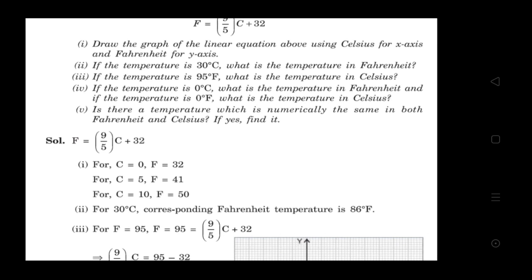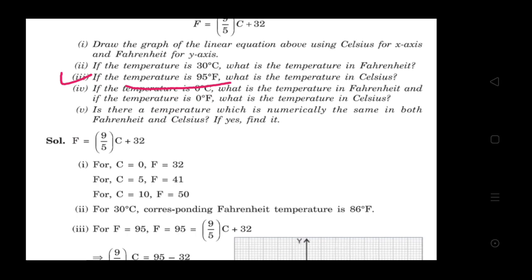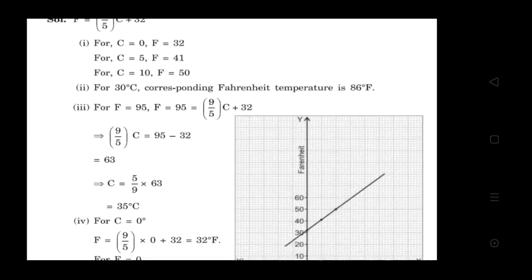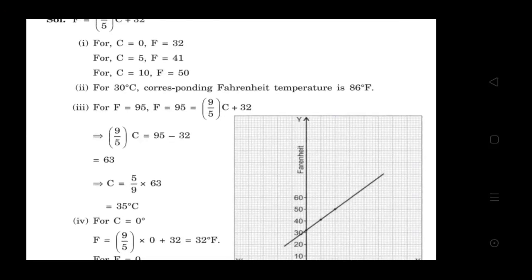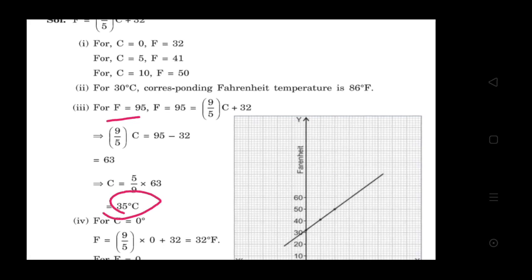Afterward, in the third question, if the temperature is 95 degrees Fahrenheit, then the Celsius is, if we put Fahrenheit F equals 95, the answer is Celsius 35 degrees.